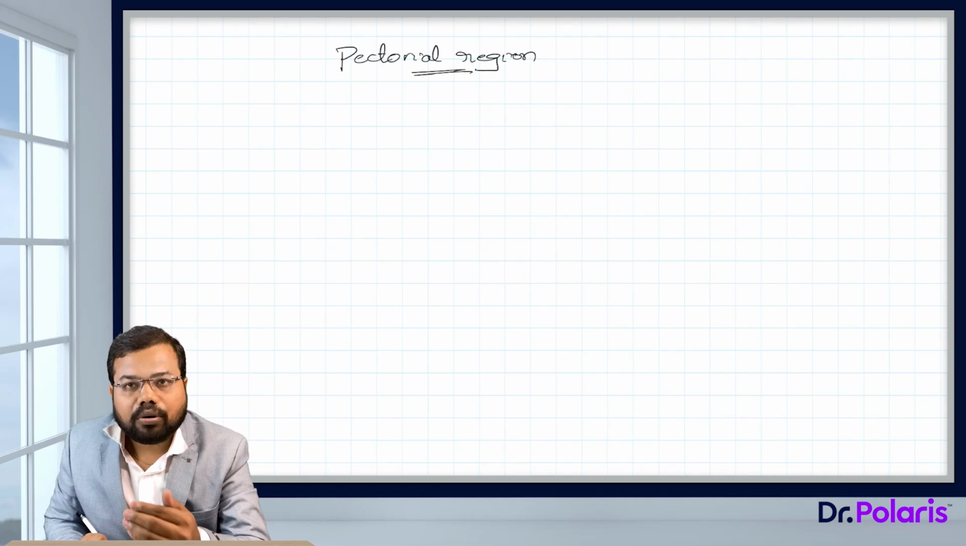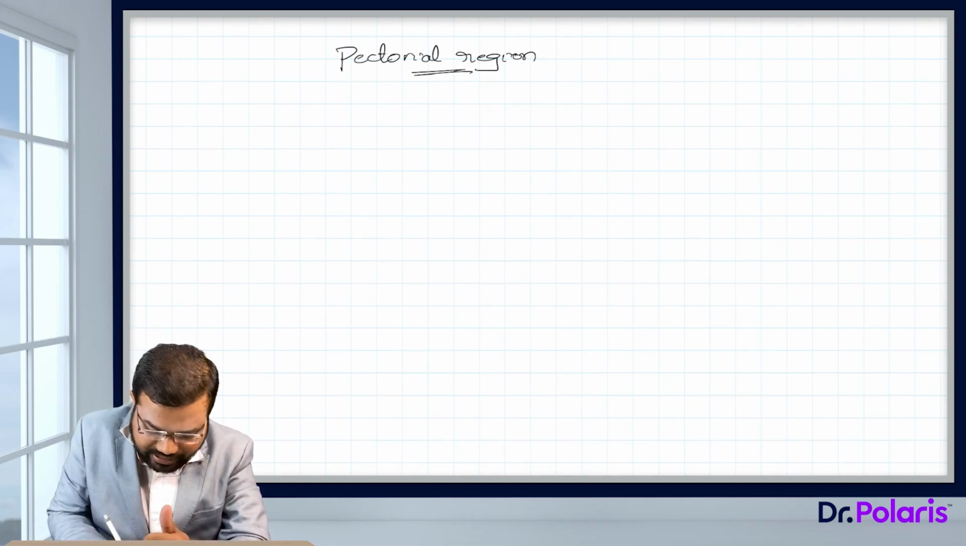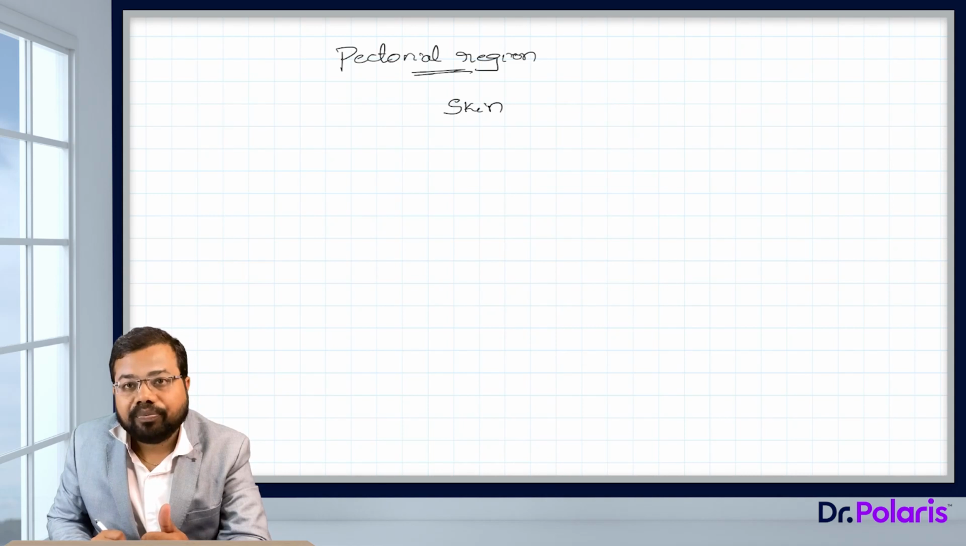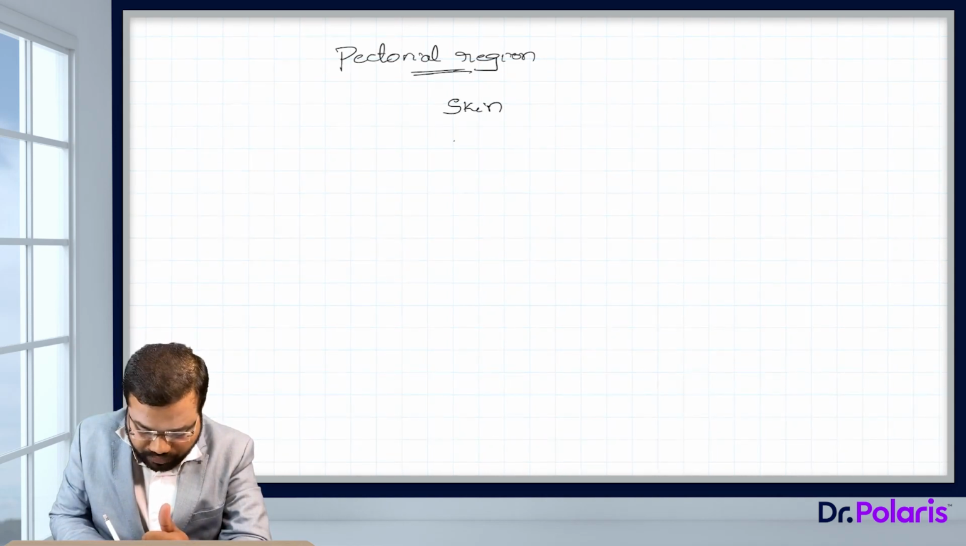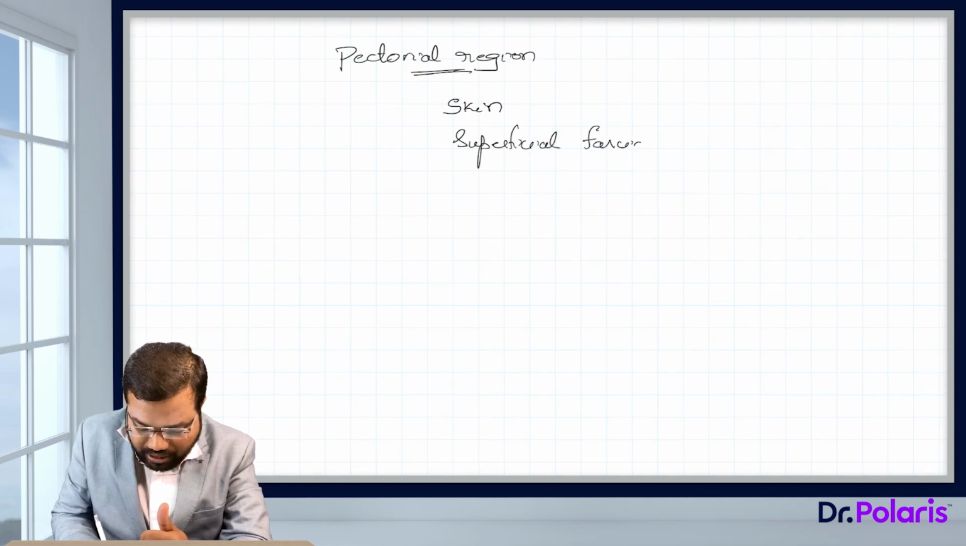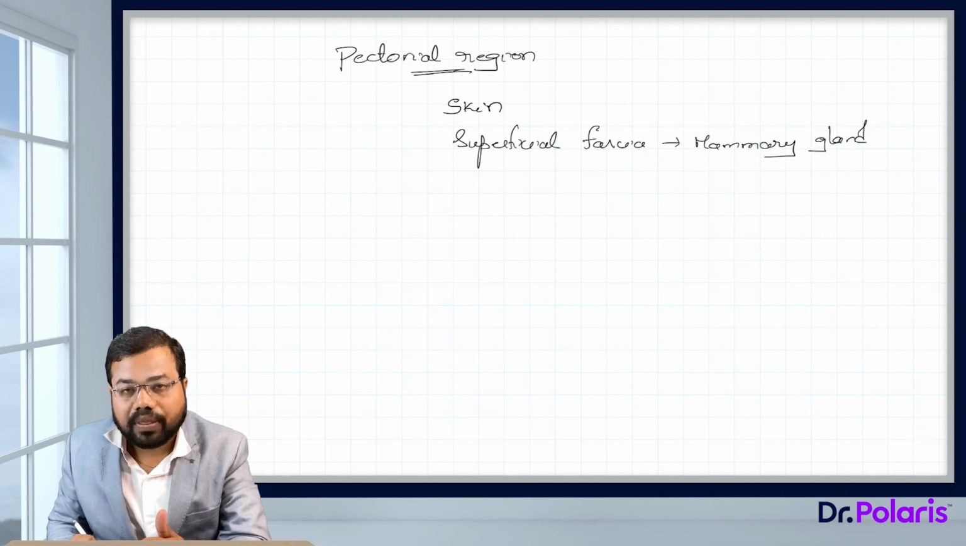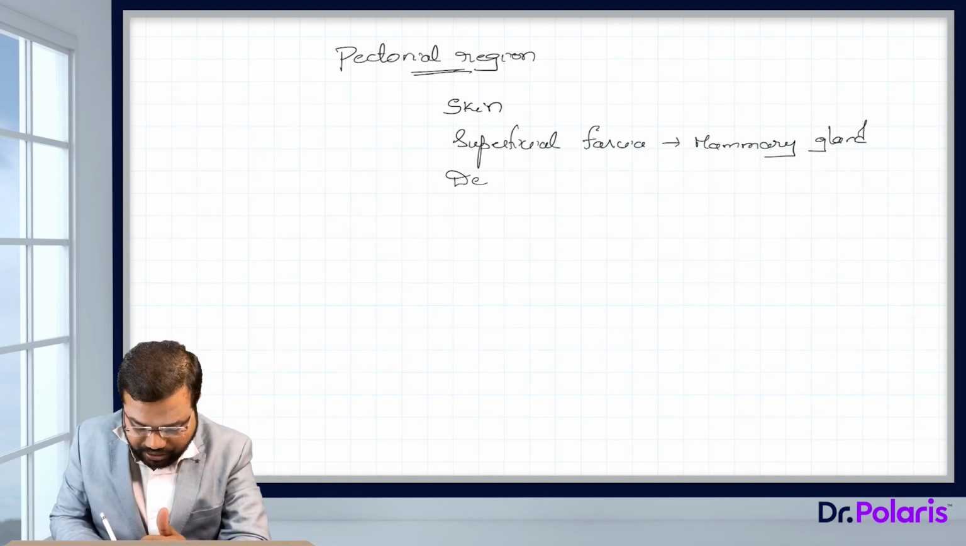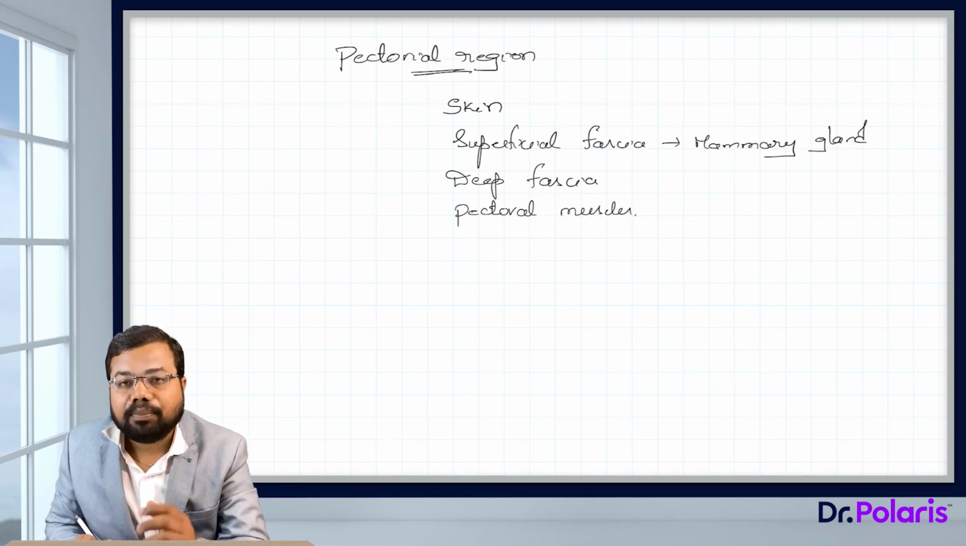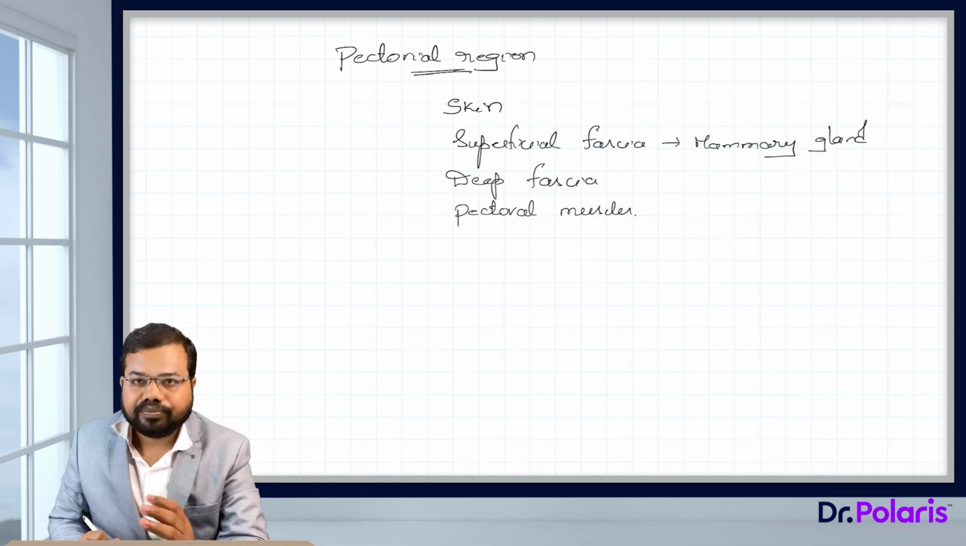Now within this, the subtopics that we will be discussing are: first, the skin and its cutaneous supply. Second, the superficial fascia which is present just beneath it, and within this superficial fascia there is a gland called the mammary gland. We will be discussing that mammary gland in this superficial fascia. Third is the deep fascia. And finally, the muscles deep inside, called the pectoral muscles. So these are the four things that we will be discussing in the pectoral region, right?